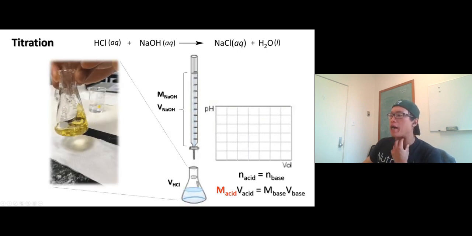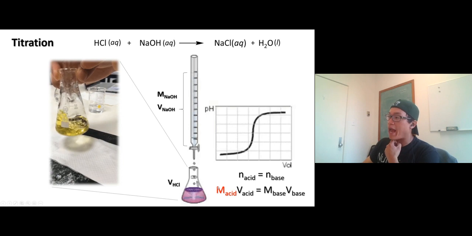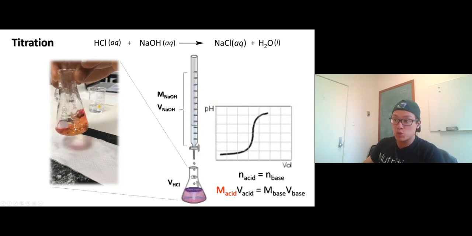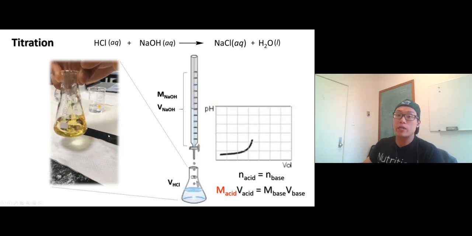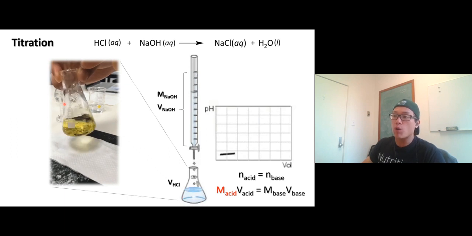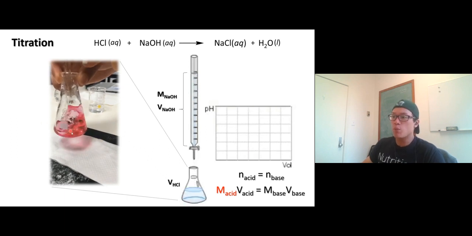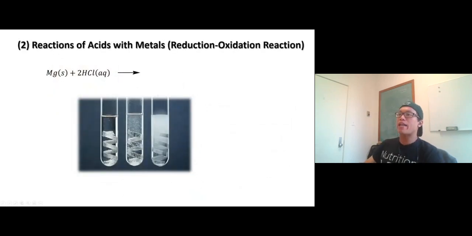And how do we know when the acid and the base react completely? Well, we have an indicator that shows when it changes color. That's what tells you. But you need to know which indicator to use. We'll get to that in a bit, so don't worry about it.